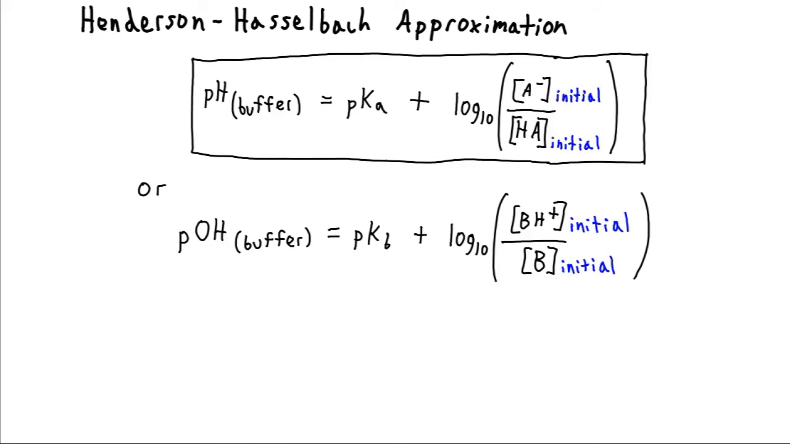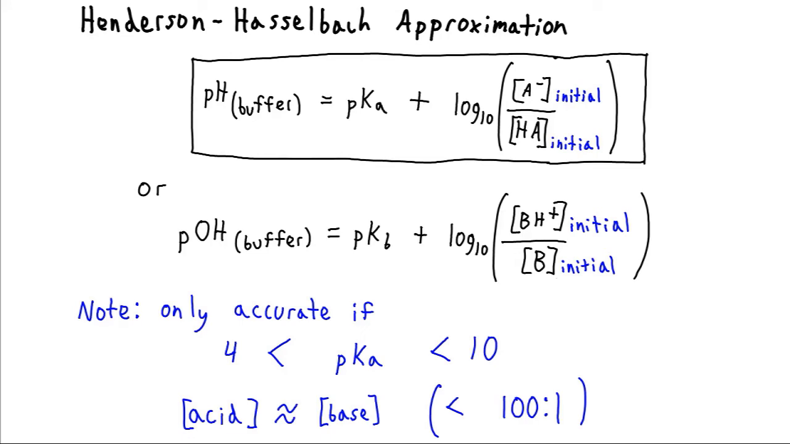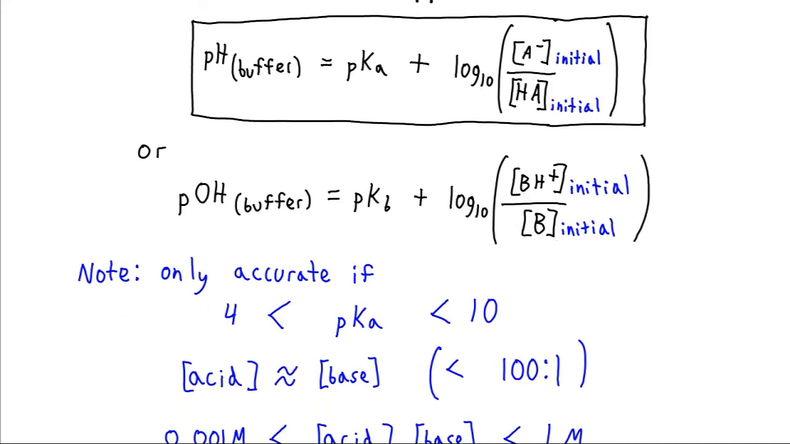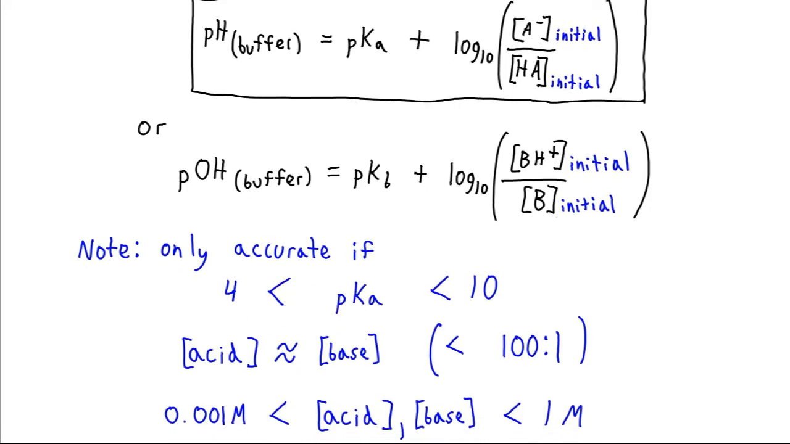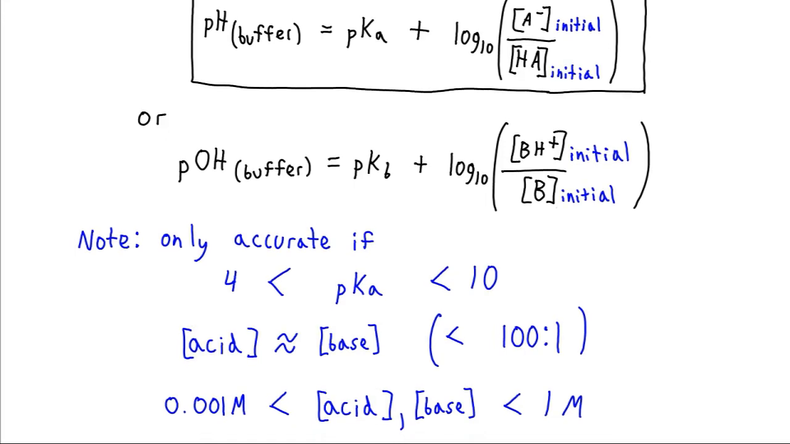Now as with any approximation, there are some caveats to using it. This is only going to be accurate if our pKa value is between about 4 and 10. We don't want to have too strong of an acid or too strong of a base. We want our acid and base concentrations to be fairly similar. So say you don't want more than a factor of 100 difference between them. And you don't want to have it too dilute or too concentrated. So somewhere in the range of about a millimolar to a molar.